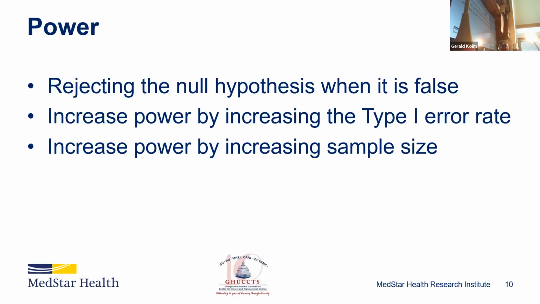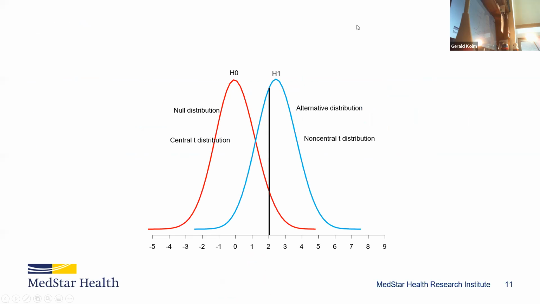So power then is rejecting the null hypothesis when it is false. We can actually increase power two different ways. We can increase power by increasing the type 1 error rate. That is, we can make the error rate bigger. So 0.05 is the standard type 1 error rate that everyone uses, but if we make it 0.1, then we can increase our power. However, nobody really wants to do that because the type 1 error is really the most serious error, or at least is considered the more serious error.